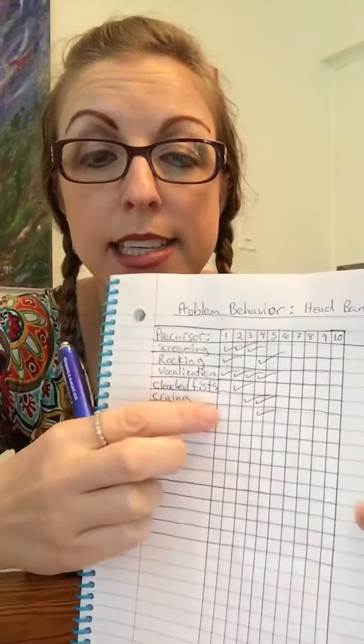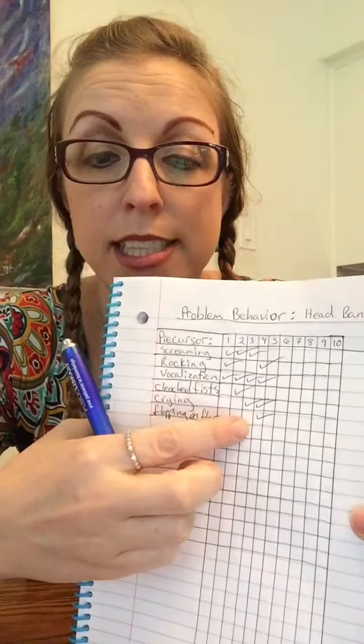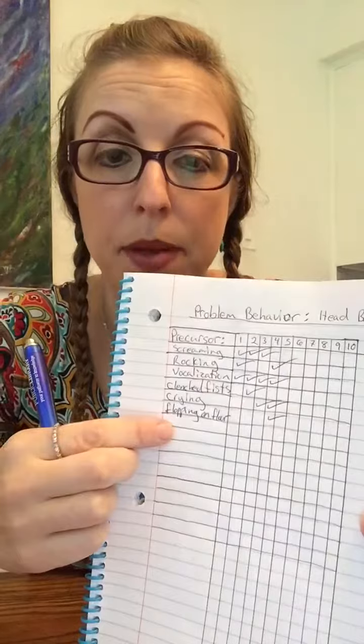So let's say that in our fourth time, we see rocking, we see a vocalization, there's crying, and then maybe there's some flopping on the floor. Let's try that. Anything new, we're going to write in on here, and we're going to just track it. You can see this doesn't happen for the first 3 instances, not till the 4th does flopping on the floor happen.